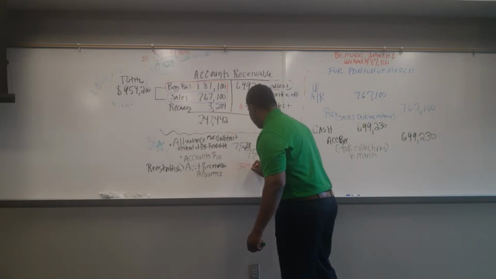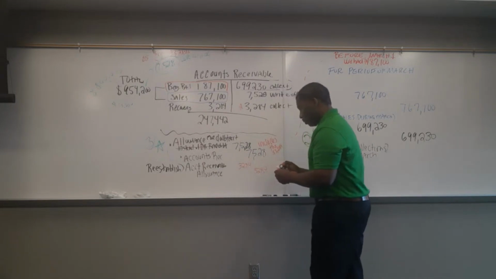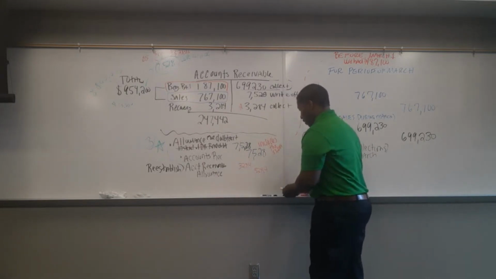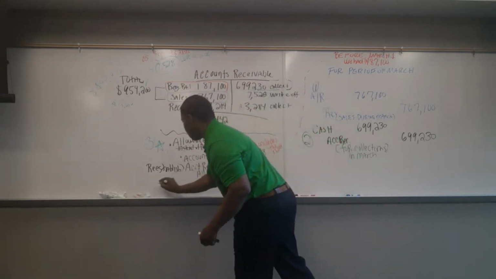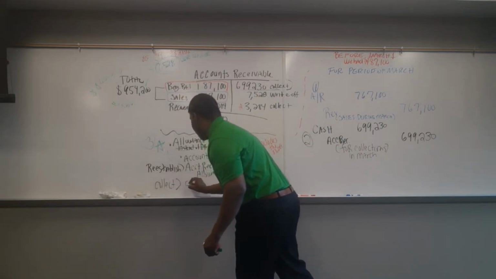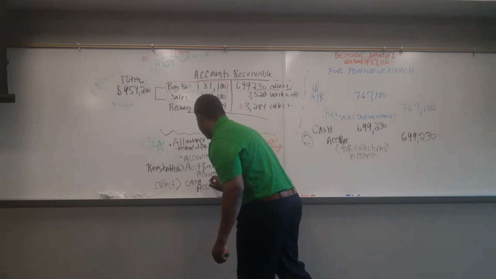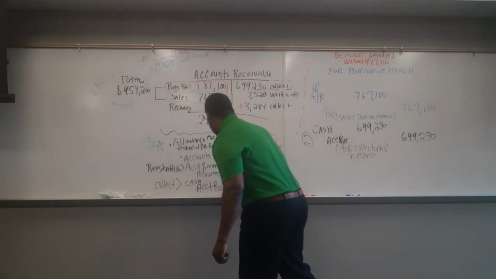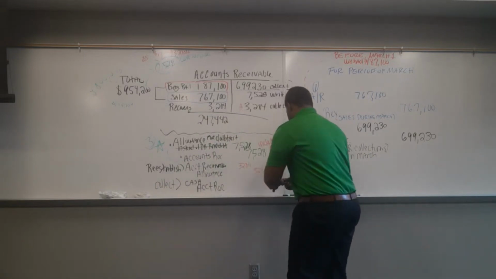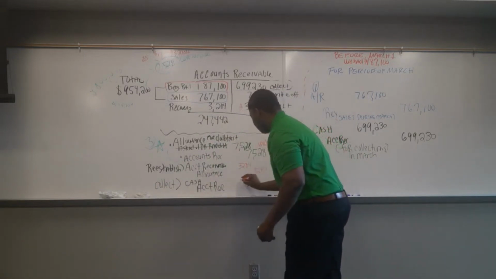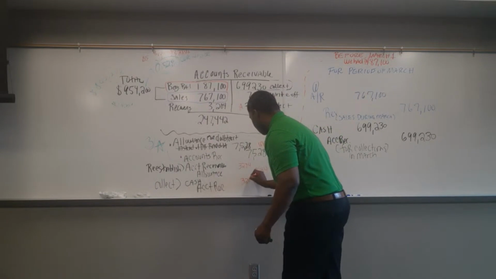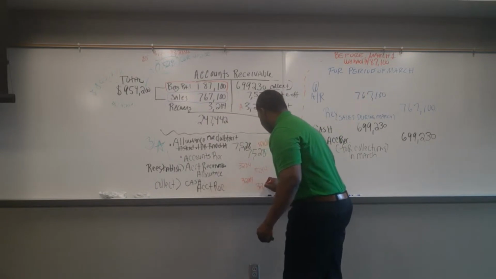Otherwise, you would have just had a bunch of money in there and you would not have known where it came from, okay? And then once it's there, you can actually write down that you collected the cash, and you finally, for the last time, wrote off the account receivable for the $3,284.